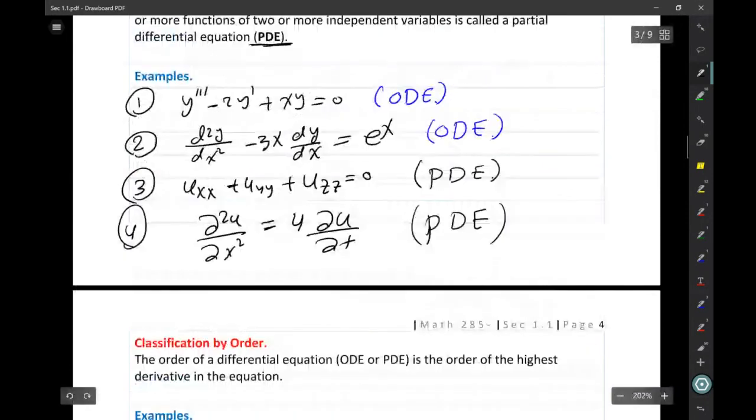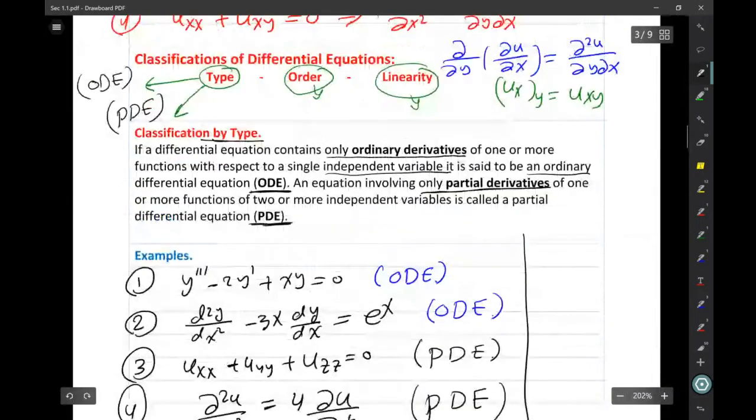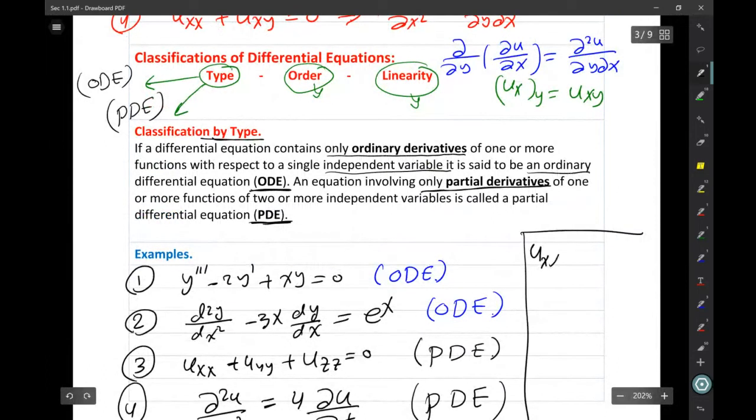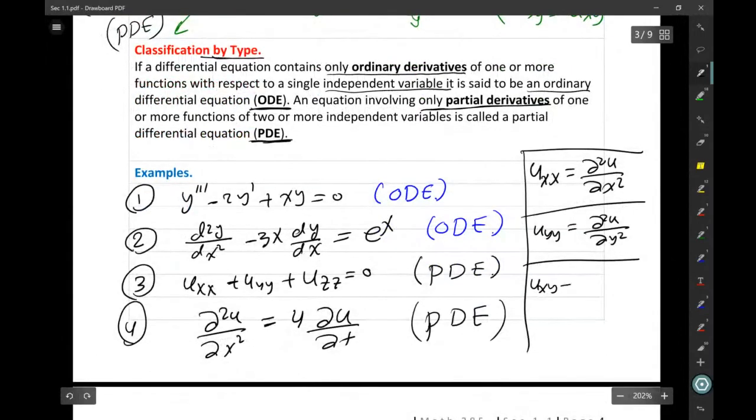U sub xx. Have you studied calculus 3 before? U sub xx means d squared u over dx squared, partially. U sub yy is equal to d squared u over dy squared. U sub xy means d over dy of du by dx, all of them partially. And u sub yx means d by dx of du by dy.